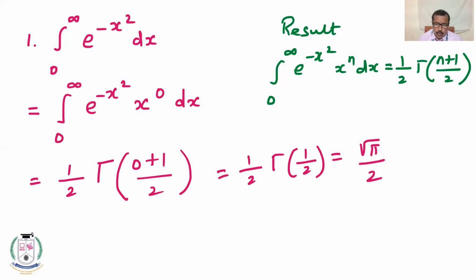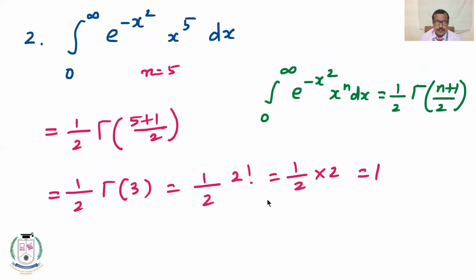Hope what we have discussed till now is clear for you. We'll go for one more question of the same type. e power minus x squared, x power 5. Here, clearly n is 5. We are applying the same result to solve the problem.